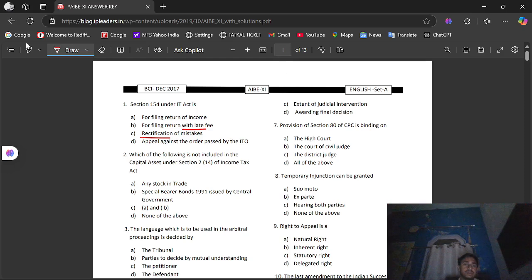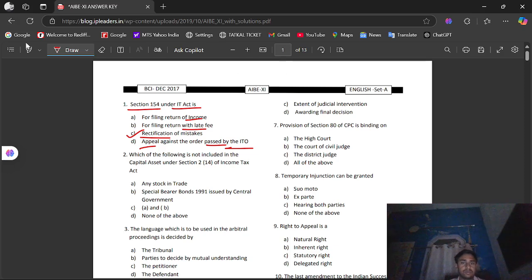So question number 1, section 154 under IT Act is option A for filing return of income, option B for filing return with late fee, option C rectification of mistakes, option D appeal against the order passed by the ITO. Its right option is option C, which is rectification of mistakes. Section 154 under IT Act is used for basically rectification of mistakes.